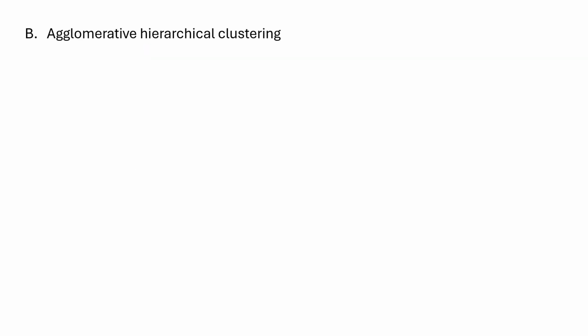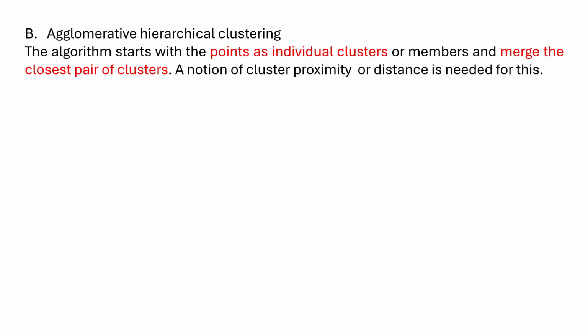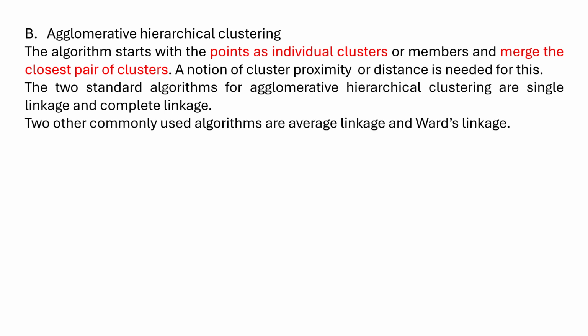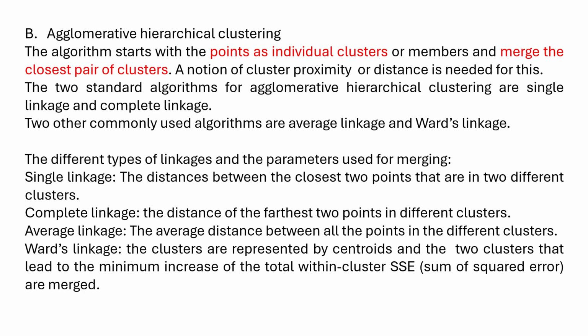The second is agglomerative hierarchical clustering, in which the algorithm starts with each point as an individual cluster and then merges the closest pair of clusters. A notion of cluster proximity is needed for this. The two standard algorithms for agglomerative hierarchical clustering are single linkage and complete linkage. Two other common algorithms are average linkage and Ward's linkage, and how the merging is done is described.